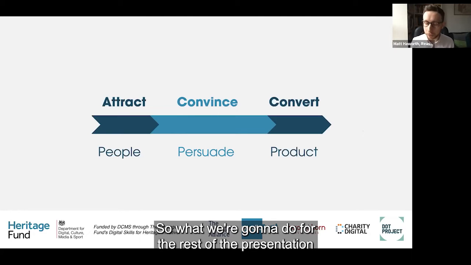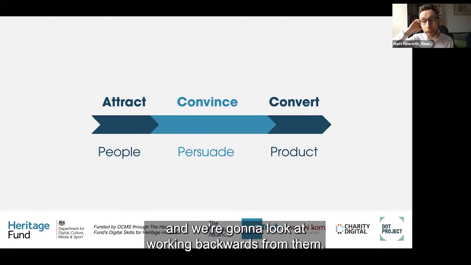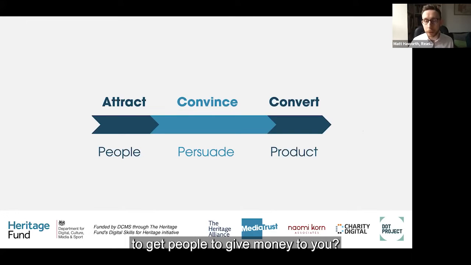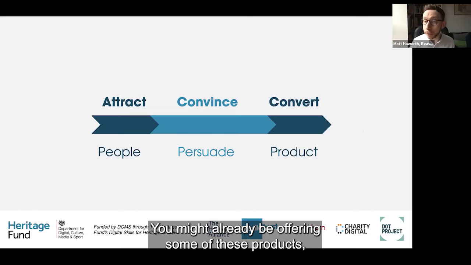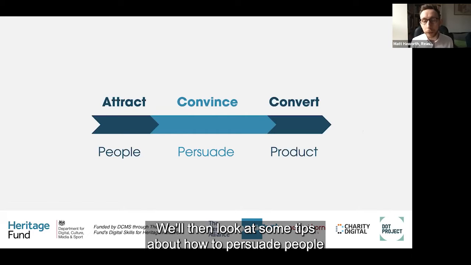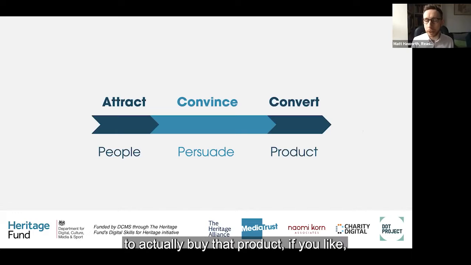So what we're going to do for the rest of the presentation is look at these 3 things, working backwards from them. What kind of products can you make available digitally to get people to give money to you? You might already be offering some of these products, but you might be able to make them better. You might find a new product that really fits your organization that you want to experiment with that will be really effective for you. We'll then look at some tips about how to persuade people to actually take you up on that, to buy that product if you like, to give to that crowdfunder or that appeal or subscribe to that thing.